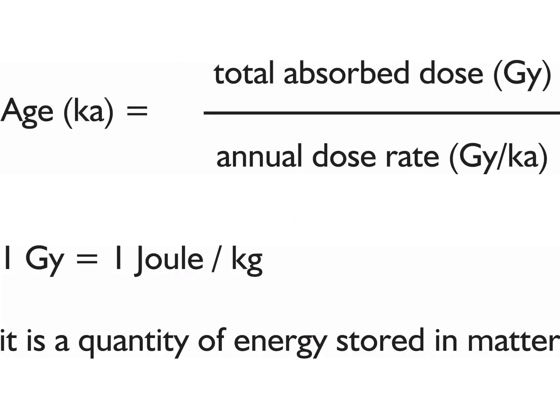The age calculation is very simple. We measure the total amount of energy absorbed in the mineral, and it is divided by the amount of radioactivity that is present in the sediment. Gloria has greater detail on the dose rate. I will only focus on the absorbed dose.